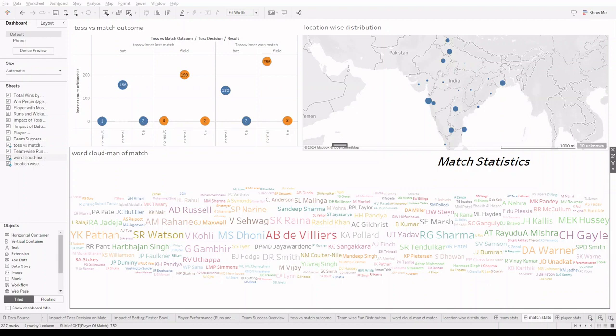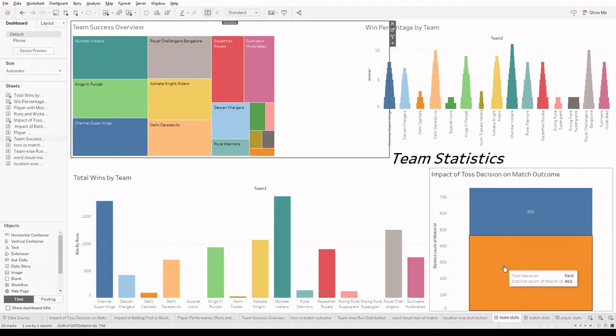So shifting our focus to the match statistics dashboard, we explore the dynamics of individual matches in the IPL, separate matches for each match. Here on the first graph, we have toss versus match outcome. As we have seen before, it's only the number of teams which have won the match, showing how the toss decision impacts the match outcome. So it's basically winning and winning, taking heads and tails in that way.